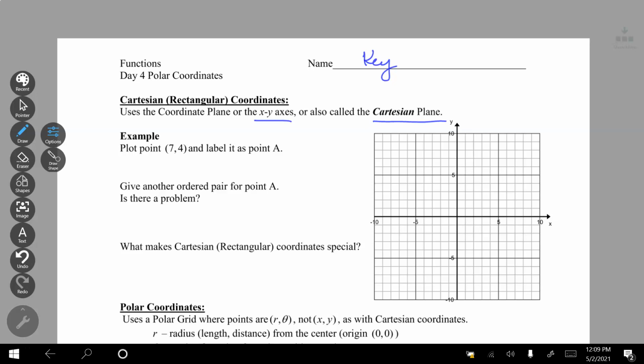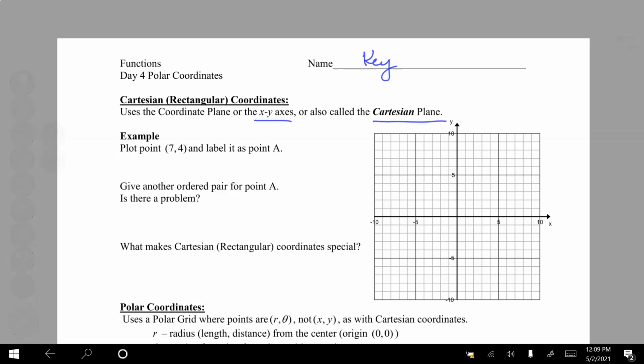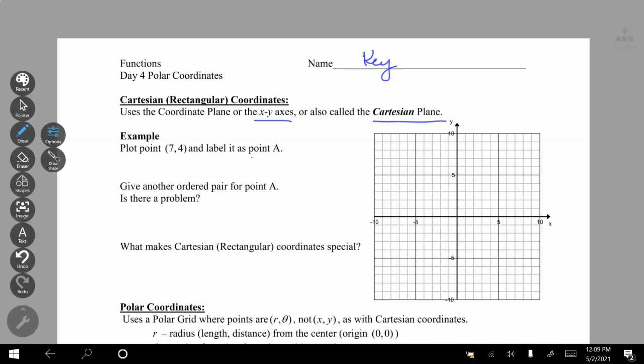It's going to look like a dartboard or like a radar screen if you're on an airplane or if you're an air traffic controller. So first of all, let's plot the point 7, 4 and call this point A. Well, that's pretty easy. 7, 4. Right here, 7, 4. And I'm calling it point A. So I said, give me another ordered pair for this point A. I don't know. What can I do? There's only one way to do it, and that's just call that point 7, 4.